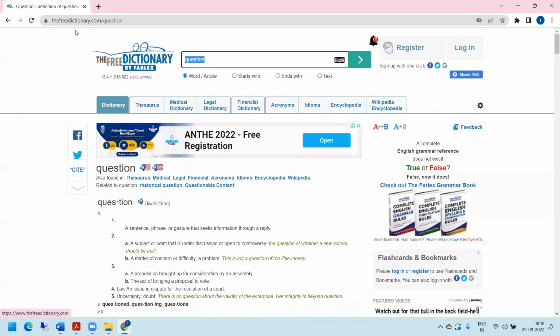Right? So by using the free dictionary, you can find out the meaning as well as the correct pronunciation, like what the UK pronunciation and US pronunciation are. For example, UK. So you see the sound here, right? Similarly, question. So you need to refer to this free dictionary to know the meaning as well as the correct pronunciation.